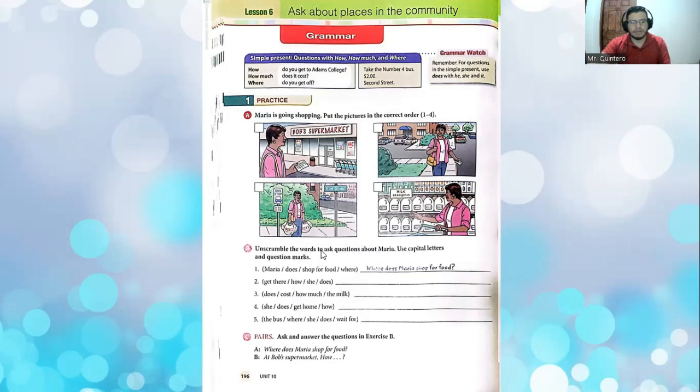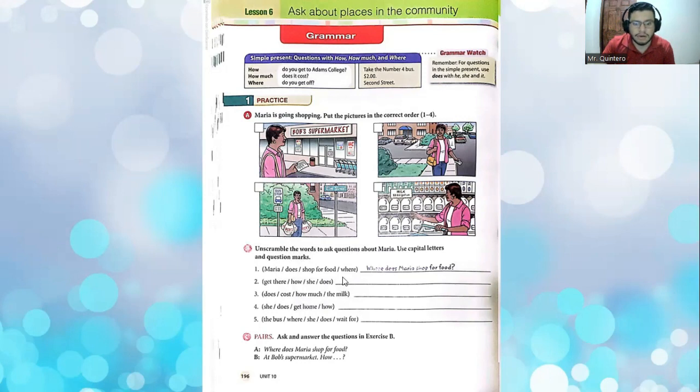Unscramble the words to ask questions about Maria. Use capital letters and question marks. For example, according to the question marks, we say does. We have does, we have Maria, we have shop for food, and we have where. What is the first one? The first one is the WH question.